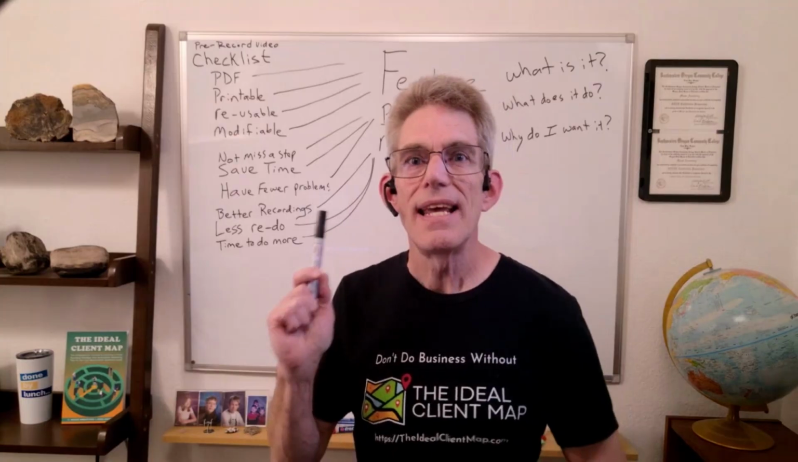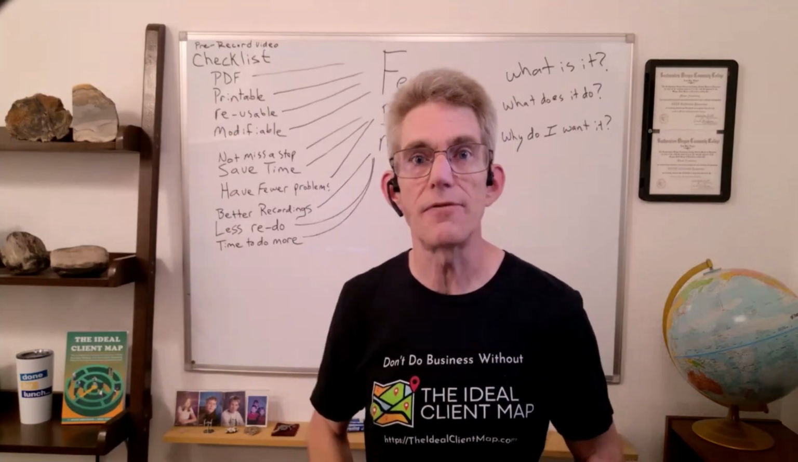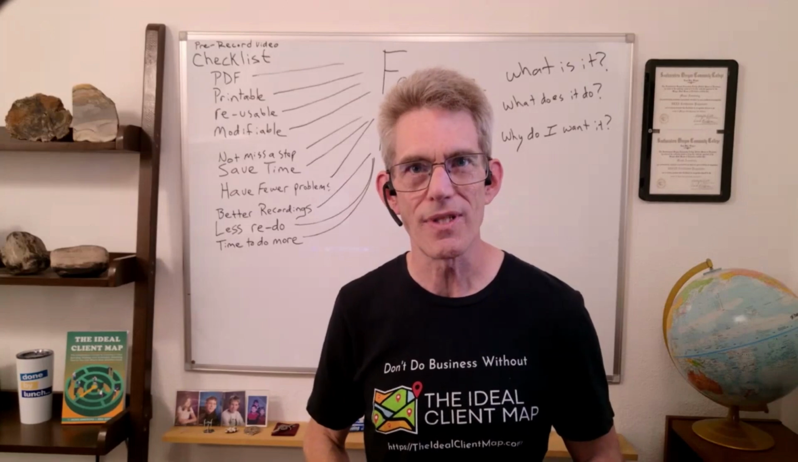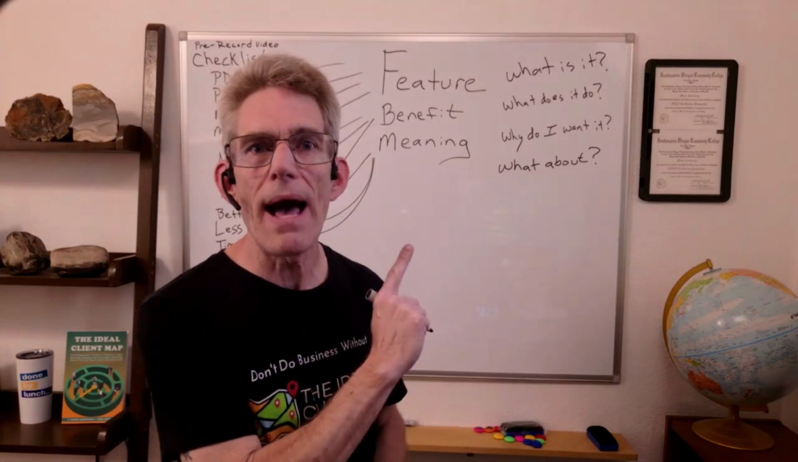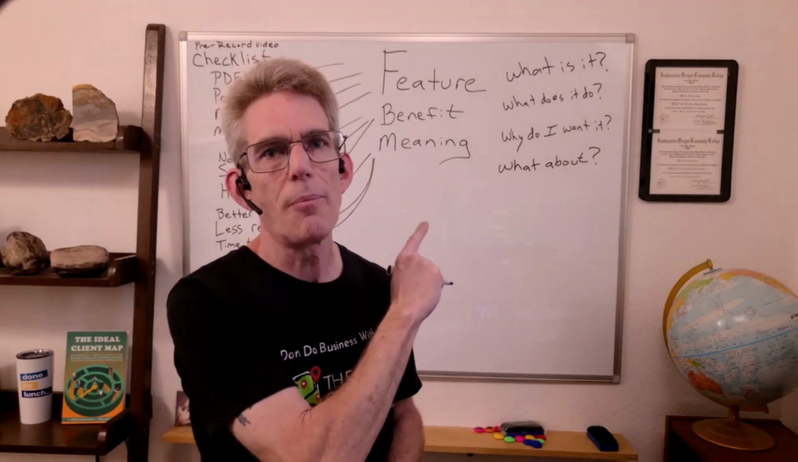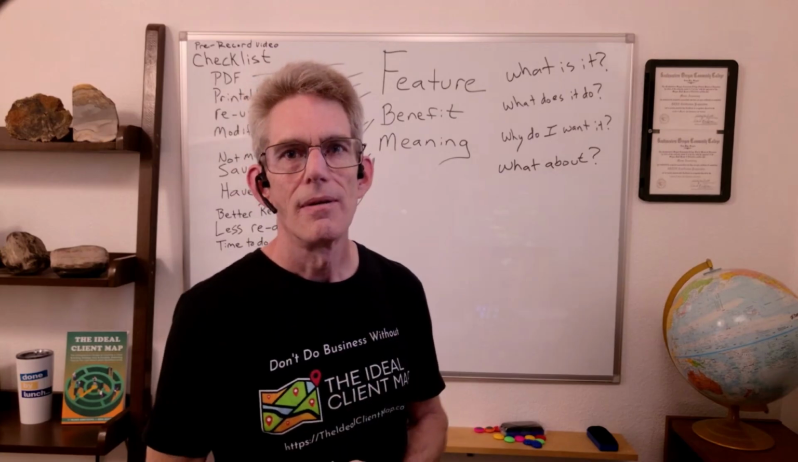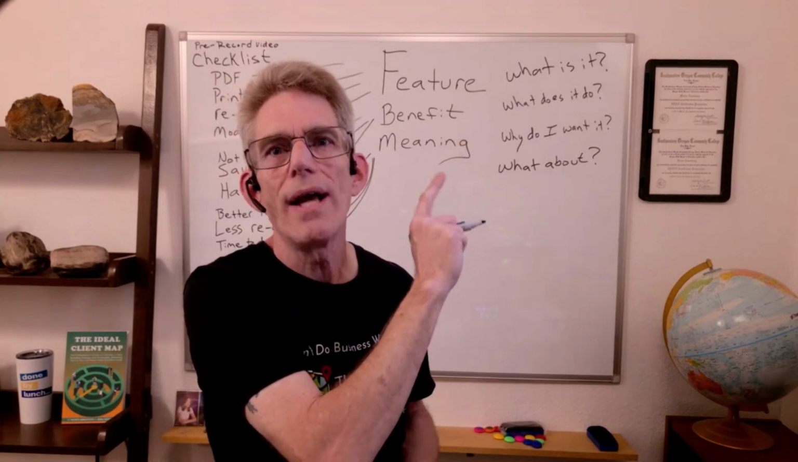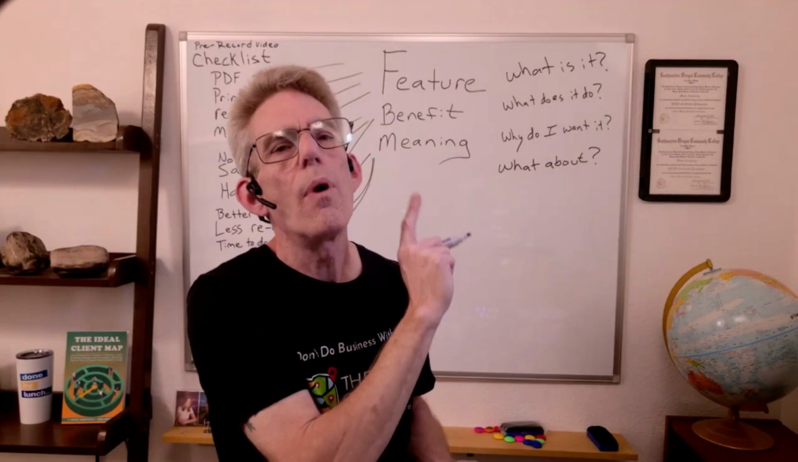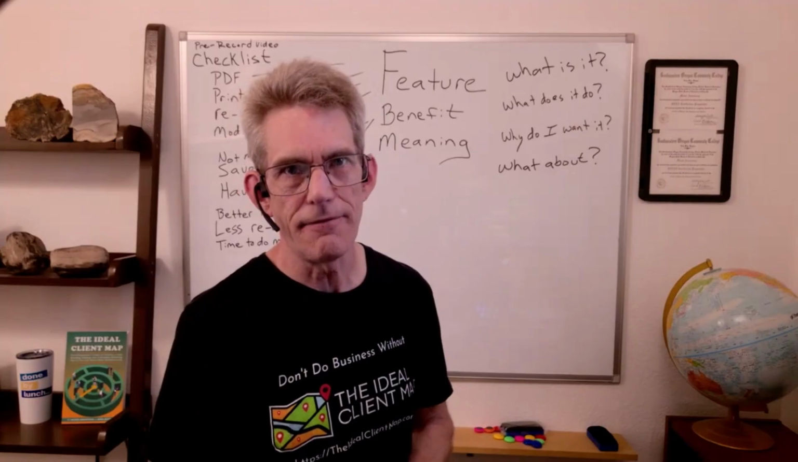Now let's measure this even further. A lot of people think feature, benefit, meaning is as far as it goes, but there's a couple more steps. First, let's add this question. What about? There's still a couple more levels to go, but let's slow down and look at this one a little closer. So people go through, well, what is it? What does it do? Why do I want it? But what about, and then there's an objection or a limiting belief.